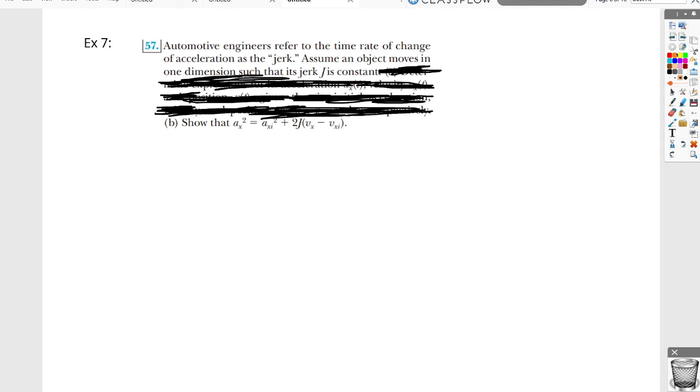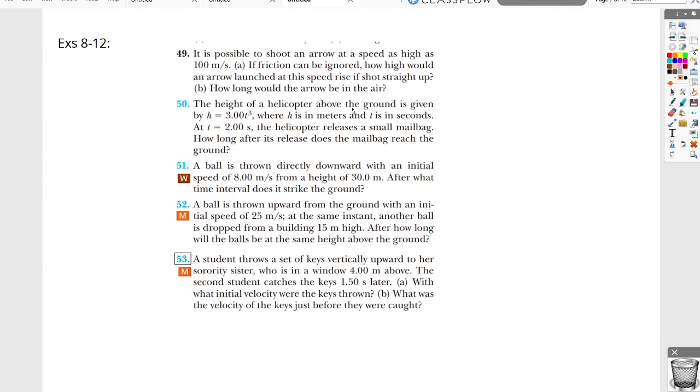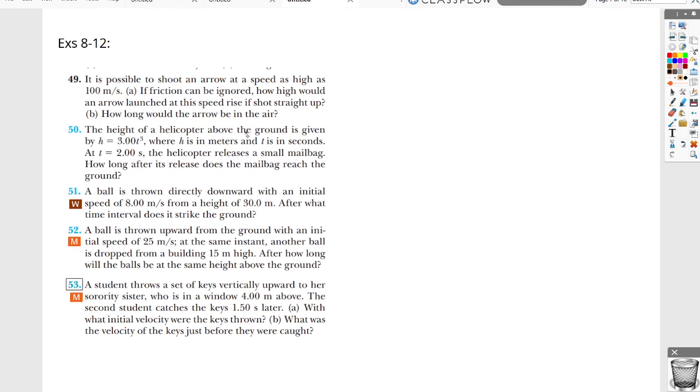Next, I'm actually not going to do this. This is a waste of time. It is possible to shoot an arrow as fast as 100 meters per second. How high would an arrow launched at this speed rise if shot straight up?